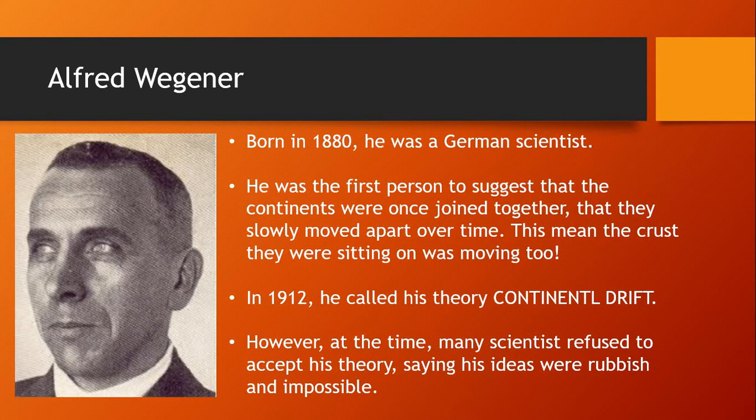In 1912, he called his theory continental drift. So you imagine drifting, moving around, the continents moving. However, at the time, many scientists refused to accept his theory, saying his ideas were rubbish and impossible.